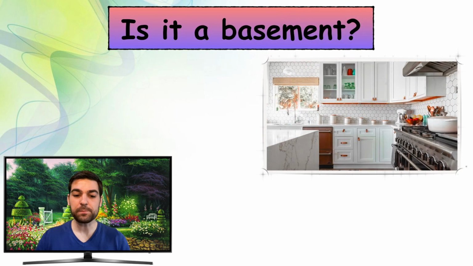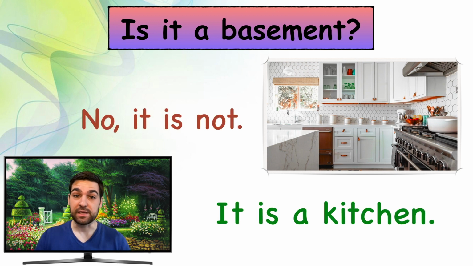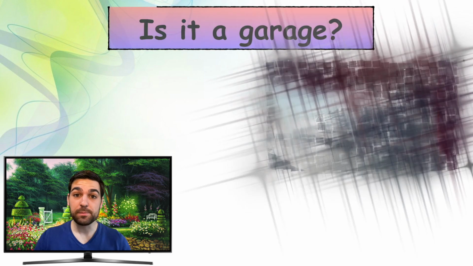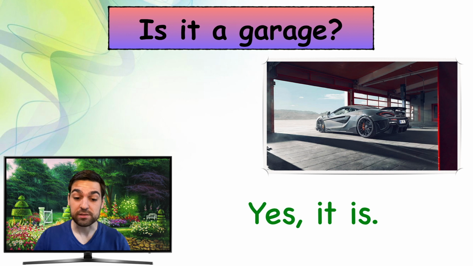Let's try the next picture. Let's look at the picture. Now let's read the question together. Is it a basement? No. No, it is not. It is a kitchen. Very good. Let's try it again. So we look at the picture and it asks, is it a garage? Yes. Yes, it is. So this one is very simple.